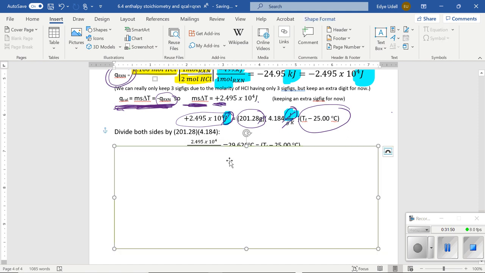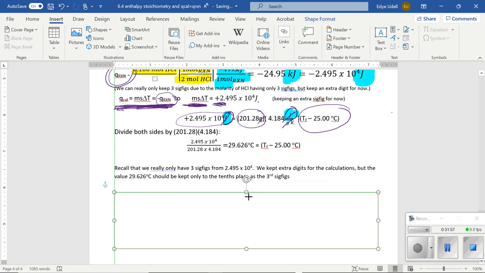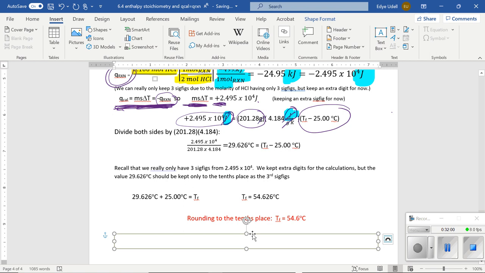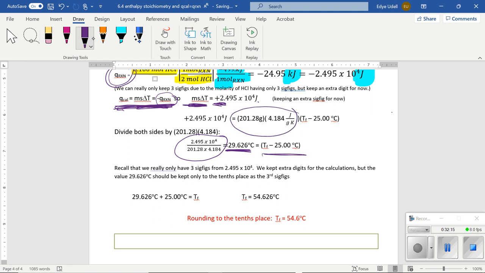And I'm gonna divide both sides by the 201.28 times 4.184. That, when I calculate this piece, comes out to this number, and that is equal to this side right here, because I divided both sides by this amount, which leaves me only this on the right-hand side. And then I have to go back and pay attention to my sig figs. In this number, I really only get to keep 3 sig figs, but we're going to leave more for now.